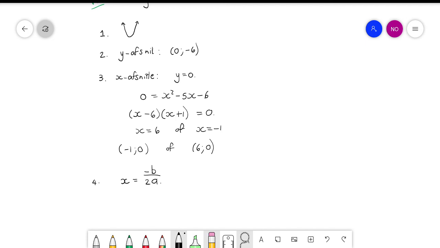Okay, onthou dit beteken ax kwadraat plus bx plus c. That's where we get the a and the b from. Wat is die waarde van b in hierdie vergelyking? Negative 5. So we're going to go minus 5 over 2. En wat is die waarde van a? 1. So hierdie ene gaan wees by 5 op 2. Jy kan hom ook skryf as 2,5.